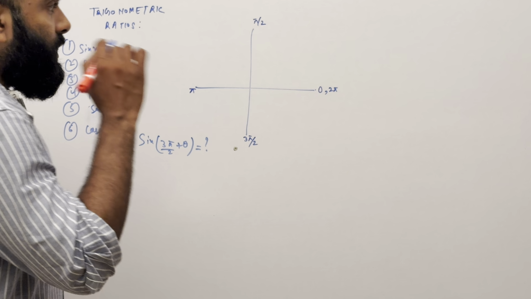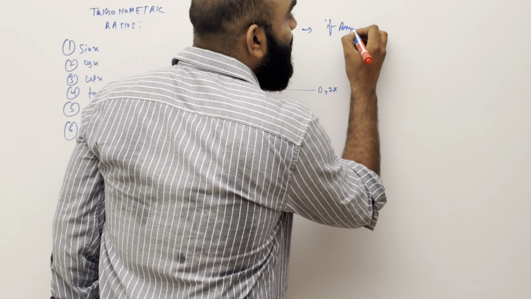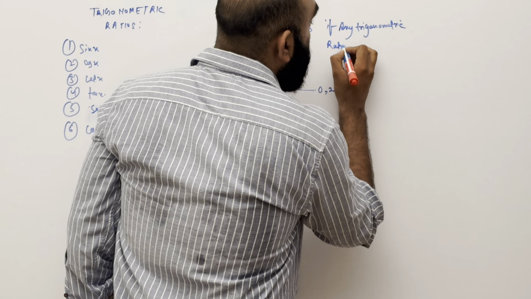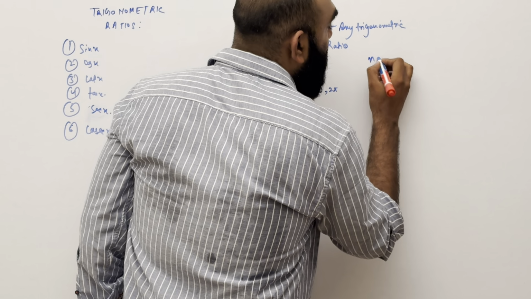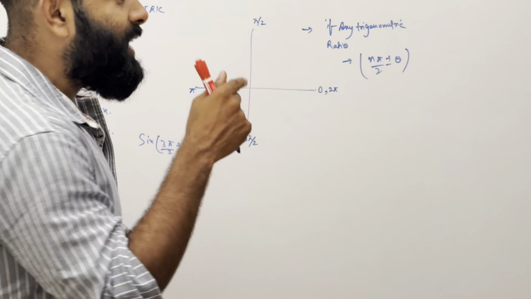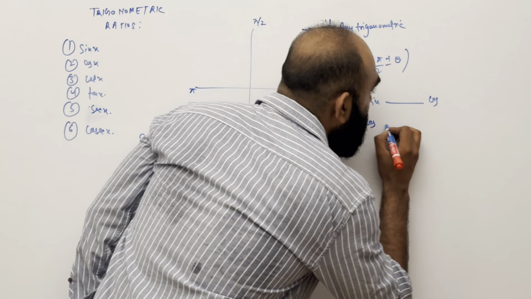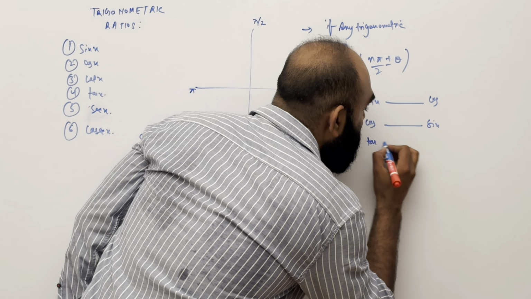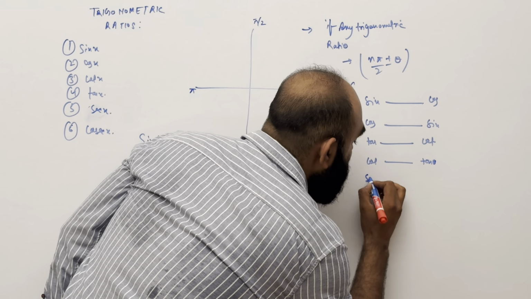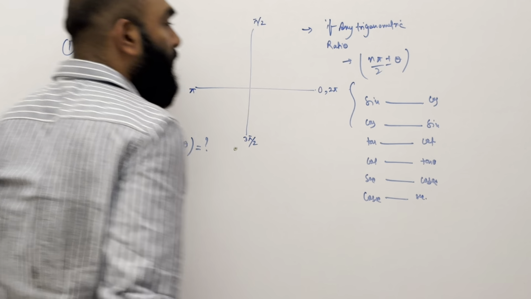See, if any trigonometric ratio is written in the form of n pi by 2 plus minus theta, in that case, sine is going to convert into cos, cos is going to convert into sine, tan is going to convert into cot, cot is going to convert into tan, sec is going to convert into cosec, and cosec is going to convert into sec. Keep in mind all these things.